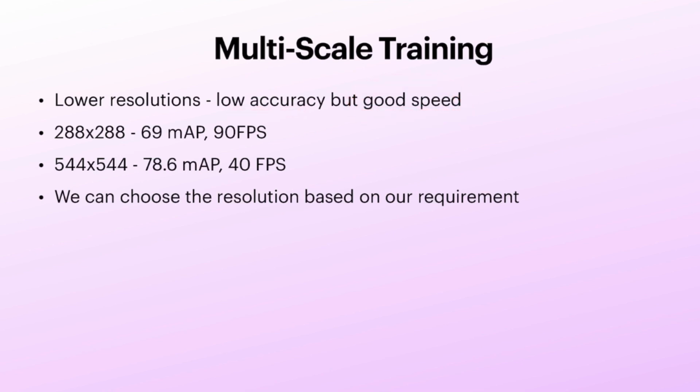Still, you have very good speed. So let's say at 288 by 288, I am getting 90 FPS. But at 544, I am getting only 40 FPS, and the difference is 10 mAP loss. So if I am fine with this 10 mAP loss, I can get 90 FPS speed. So we can choose the resolution depending on our requirement. There is always a trade-off between accuracy and speed. If the speed is more, then the accuracy will be less.